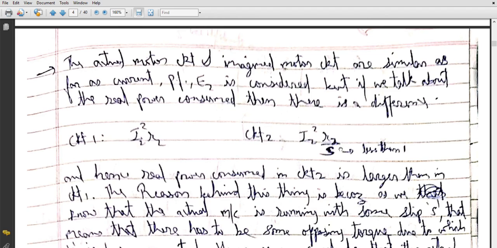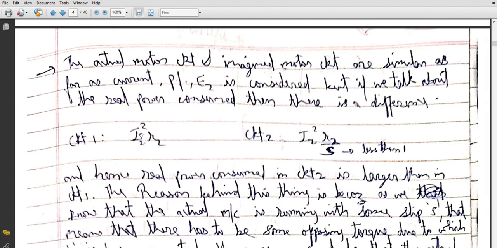Why? Because we know that the value of the slip is always less than 1. So circuit 2 power will obviously be greater than this. Why is it greater? Because this is including the rotor power as well as the mechanical power used for rotating the shaft and the load. So that is why we say that both these circuits are exactly the same. Active power consumed is exactly the same. Only thing is that in this one we have not included the active power consumed in rotating the shaft. We have not calculated this.